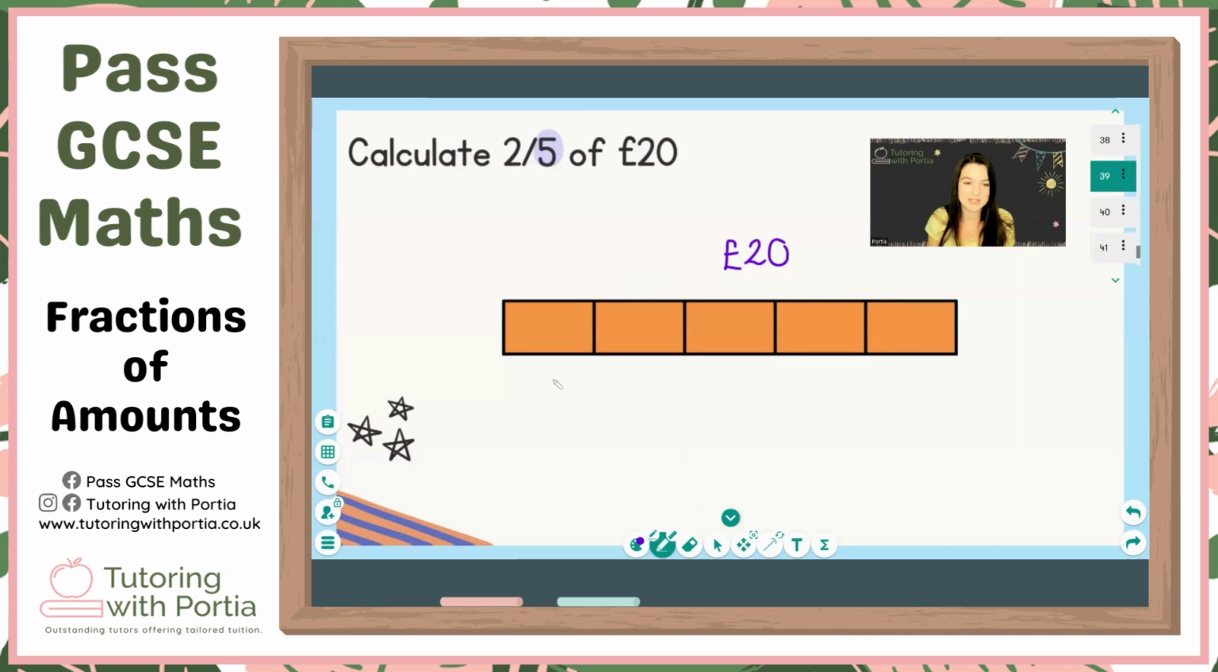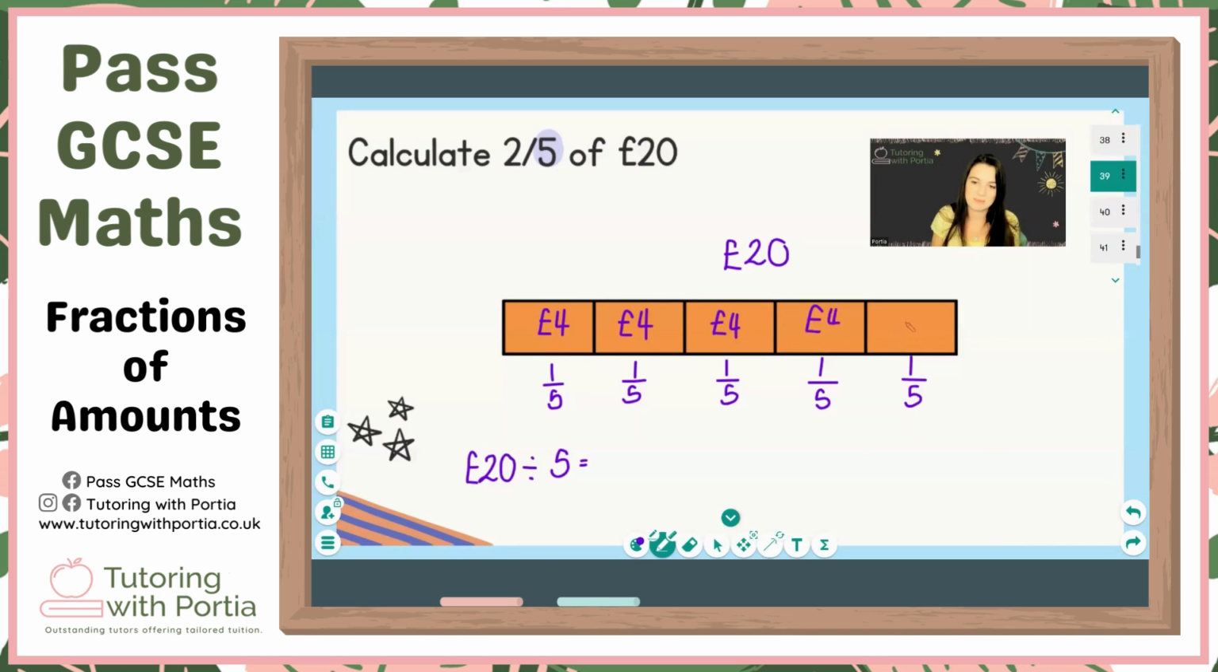So I've cut it up into 5/5. Each of these sections are the same amount of value. They have the same value. They are all fifths. To work out what one of those fifths is, we need to take our whole amount, which is £20, and divide it by 5, because there are 5 equal sections that we are chopping it up into, and that is £4. So now I know that each fifth of £20 is equal to £4.